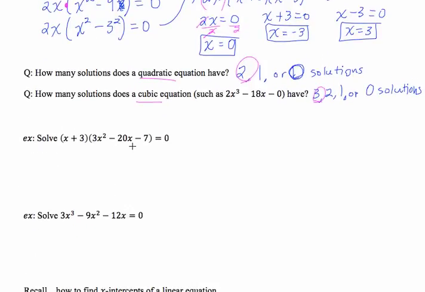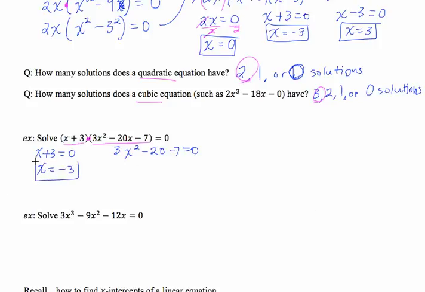So I'm going to start by setting x plus 3 equal to 0, and then this whole second factor equal to 0. This equation up here is factored, right? All the pluses and minuses are inside parentheses. You have a factor times another factor. So by the zero product principle, you can do this. And then we'll solve each of these for x. Now the first one's easy. You get x equals negative 3.